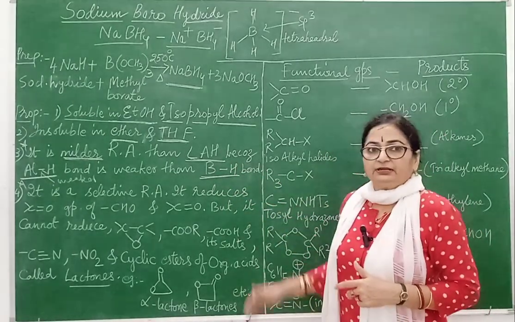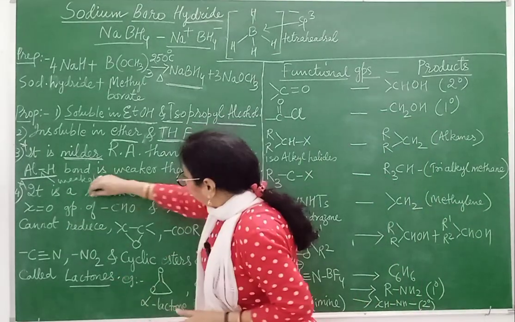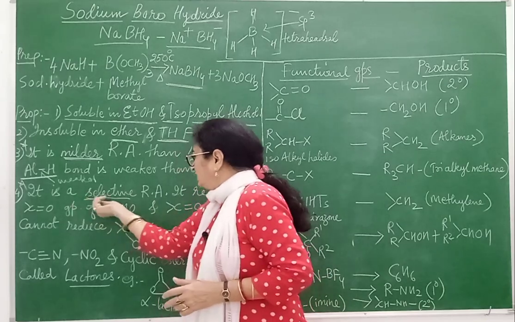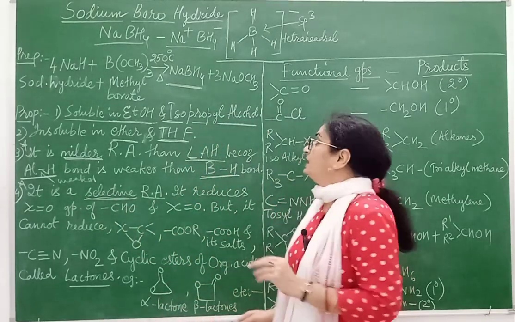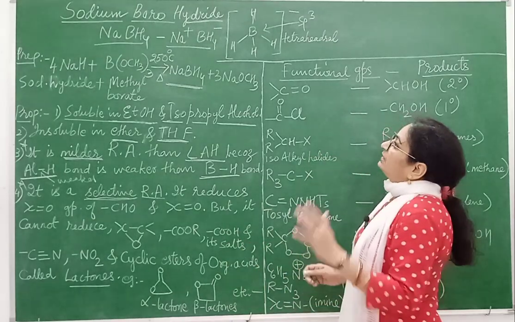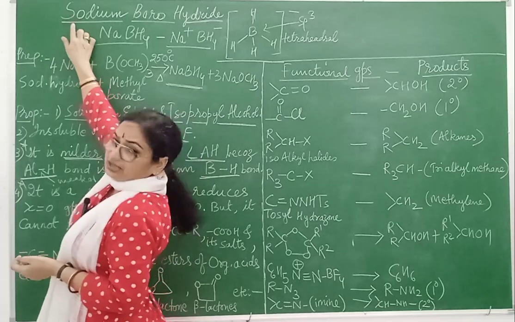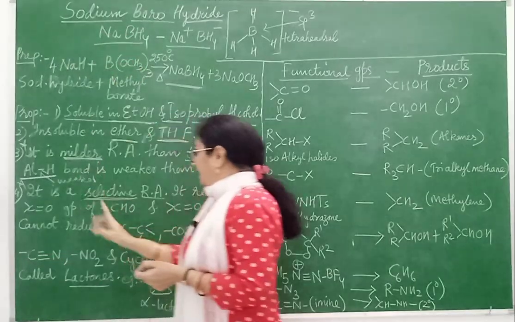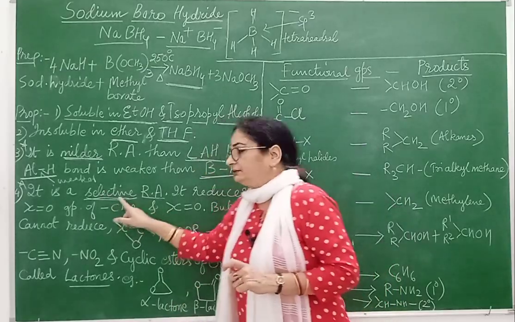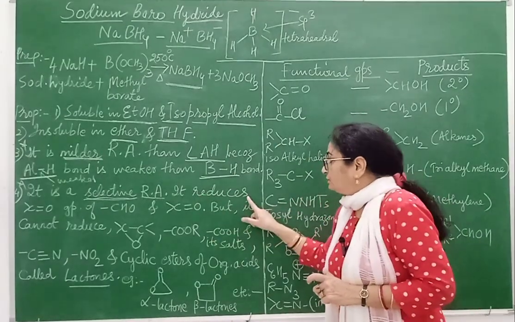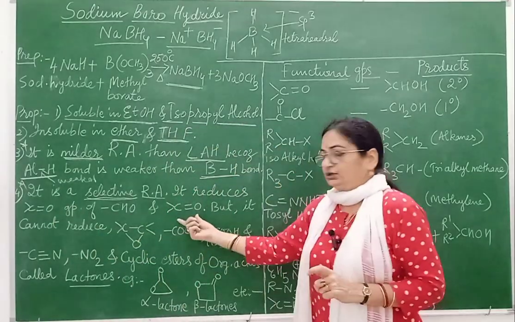Now see the fourth point. Again, the fourth point is very important. It is a selective reducing agent. You can say sodium borohydride is a selective reducing agent. You can easily remember this, students, because in the name sodium borohydride we have S. S stands for sodium, S for selective. So easily you can remember that it is a highly selective reducing agent. It reduces only the carbonyl group of aldehydes and ketones.